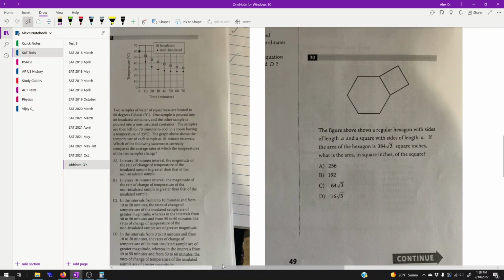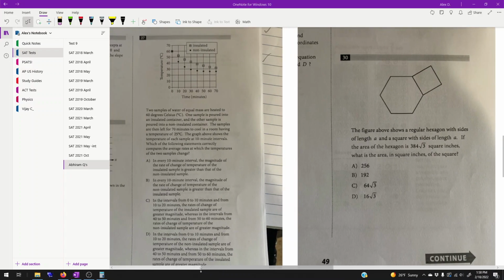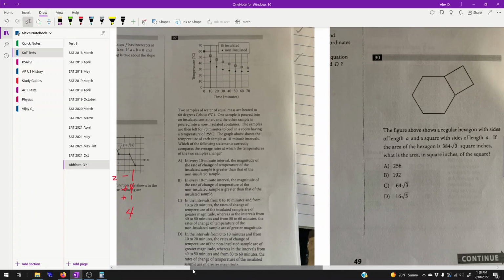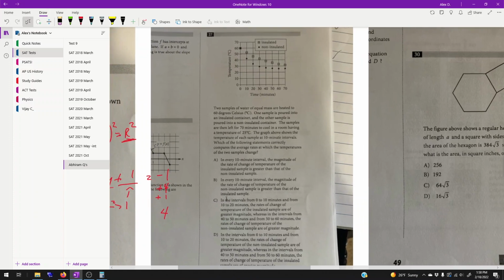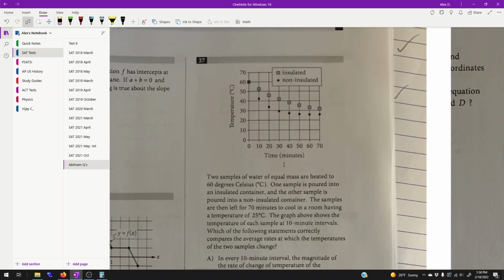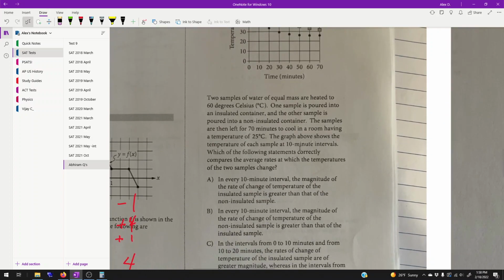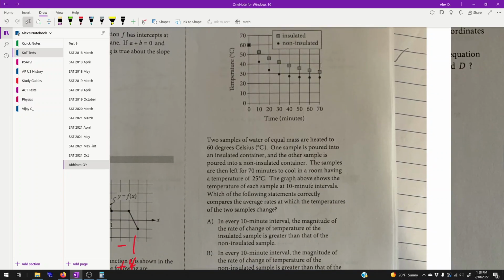All right, moving right along. Another interpretation question. A lot of questions with these big chunky pieces of text, very little math to actually be done on these. Looking at number 27: 2 samples of water, equal mass. You get the big wall of text, jump to the end. Which of the following statements correctly compares the average rates at which the temperatures change?